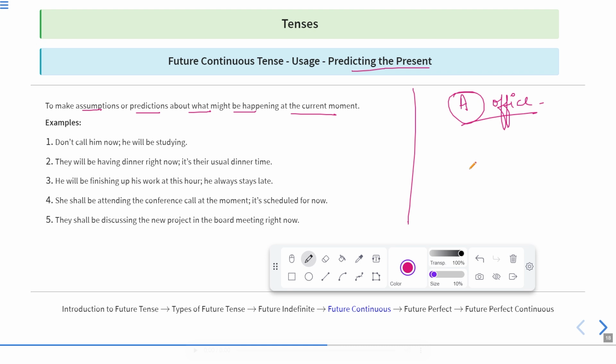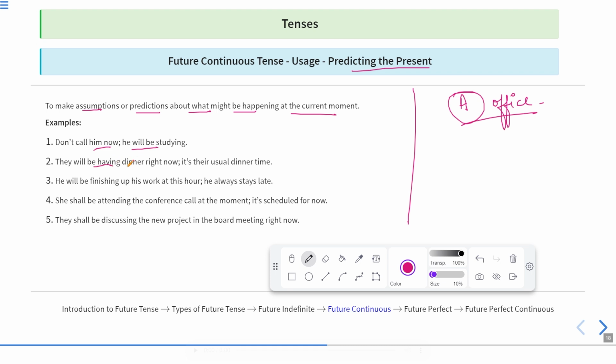Okay, so this is just an imagination. He's just thinking according to the time duration. Okay, don't call him now. He will be studying. Because maybe it is possible, this is the routine of someone's studying. What exactly he is doing, no one knows. But this is just an imagination that at this time, he will be studying. So it is better not to call at this time.